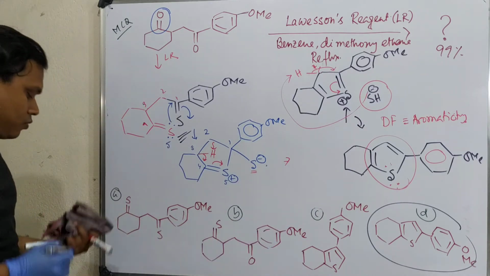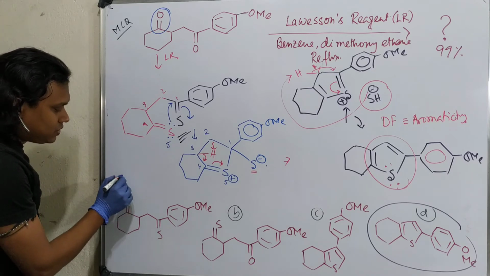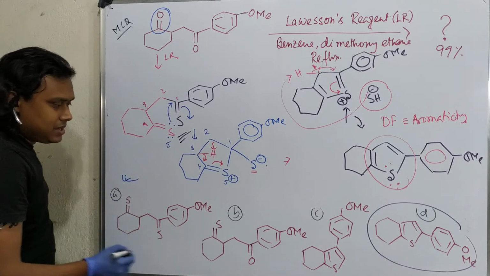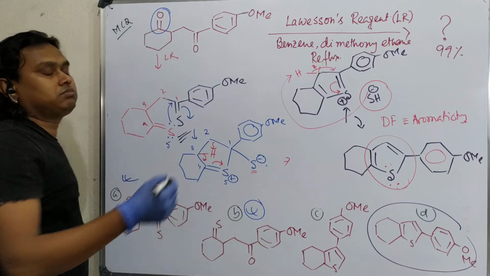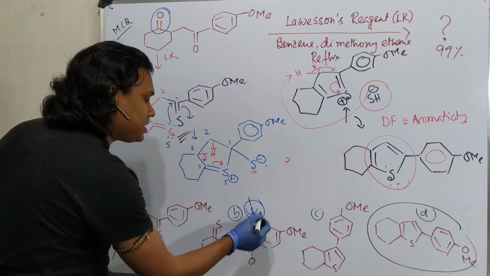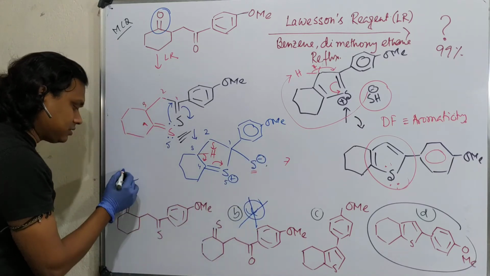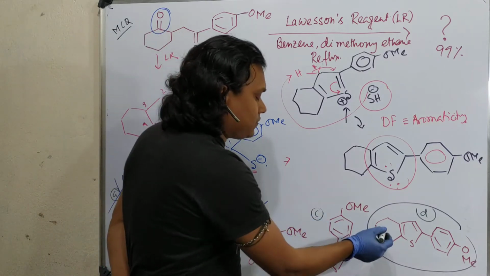Now question. Why not this? See, this is actually an intermediate. This is also an intermediate because at a particular time both will be substituted. We can't expect one may be substituted, one not. So this is an intermediate, it will react further. This is also an intermediate, it will react further. Not possible. Now question, whether this versus this.